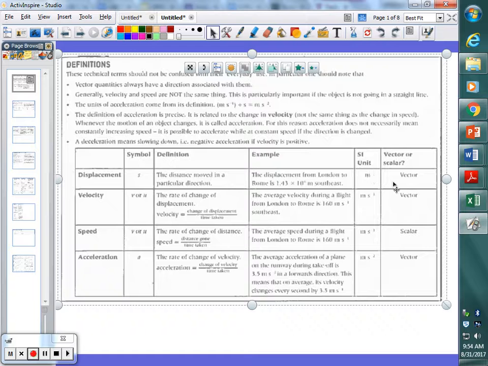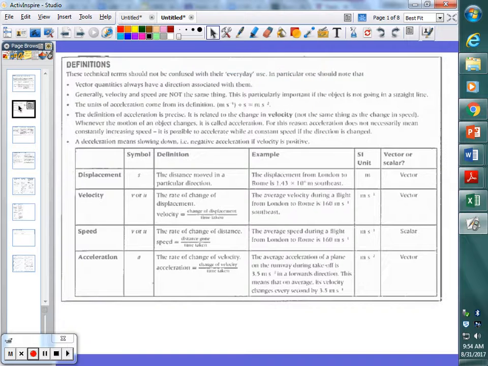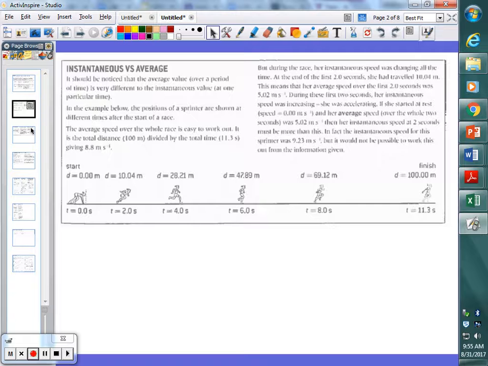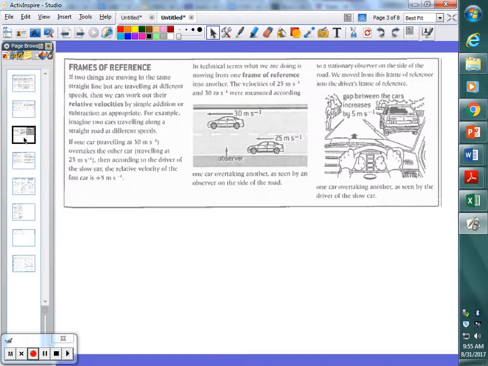We talked about the difference between vector and scalar. We talked about how the sign for velocity indicates the direction, but for acceleration, the sign really determines whether it's speeding up or slowing down. Okay? So we talked about instantaneous versus average, right? What's happening right now versus what's happening over a larger period of time.